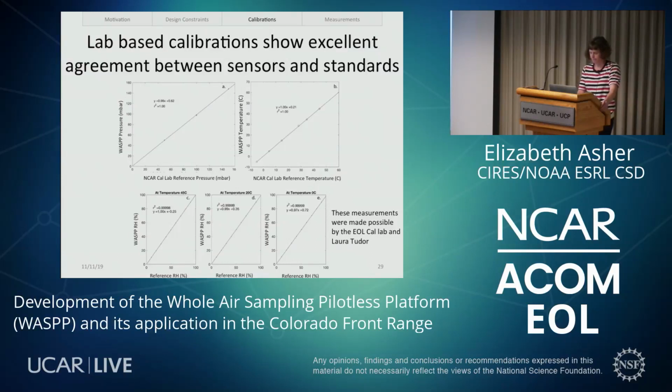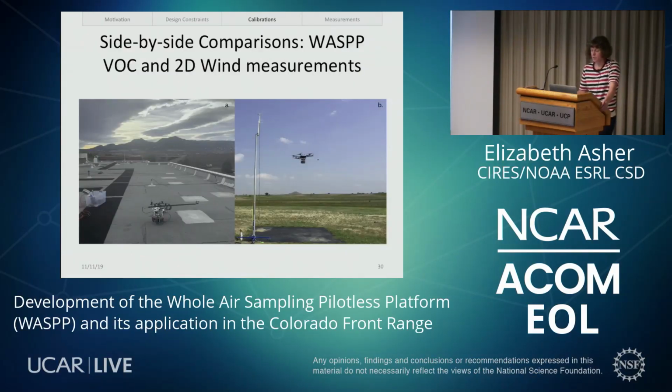So that was encouraging. We also did a couple of side-by-side comparisons between WASP and other instruments. On the left, you can see on the Foothills Laboratory rooftop, we compared WASP canister samples to a 2-liter stainless steel whole air sampling canister. We also did several comparisons during the summer between the miniaturized anemometer on the WASP instrument and a sonic anemometer at 10 meters.